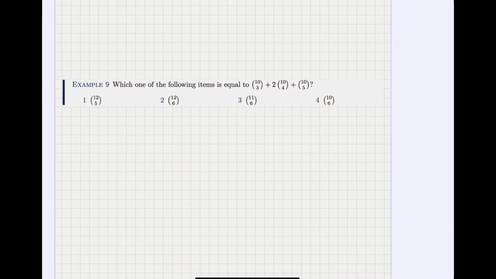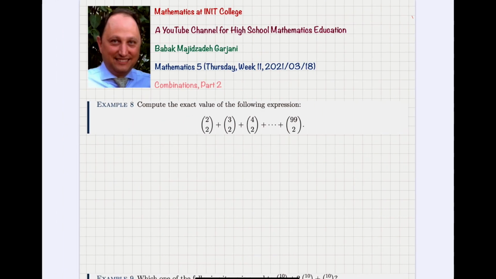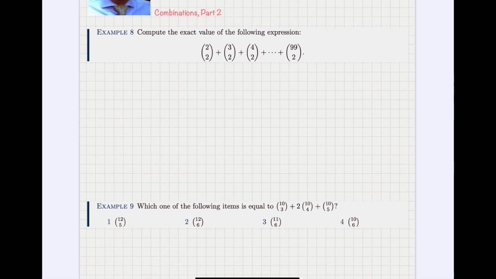How many problems? Okay, there are 2 problems, and I think we have time to solve them, or we can keep one of them for the future. So for example, compute the exact value of the following expression. This is probably horrible, even if you want to do it with a calculator, because I have to calculate all these things up to here.